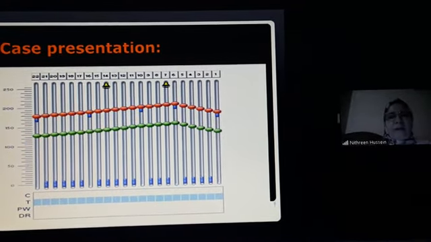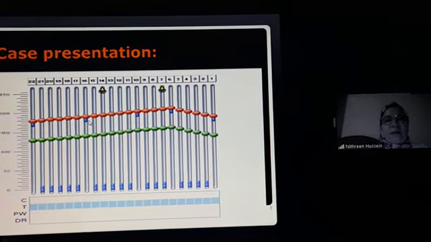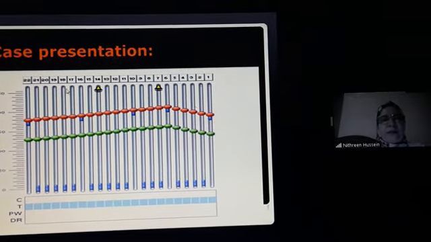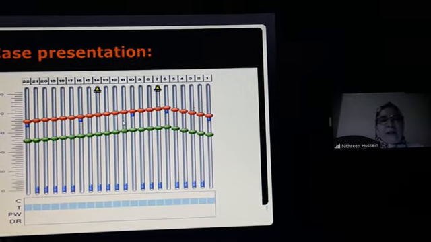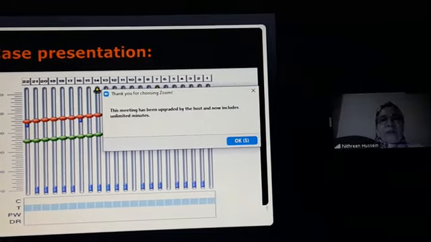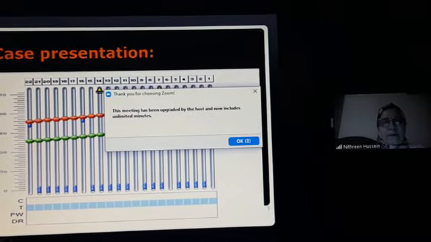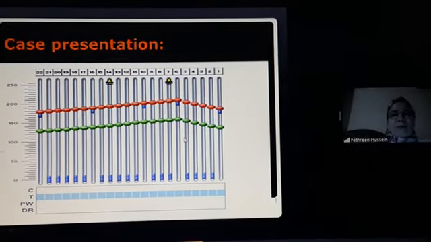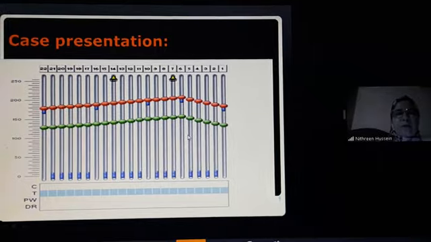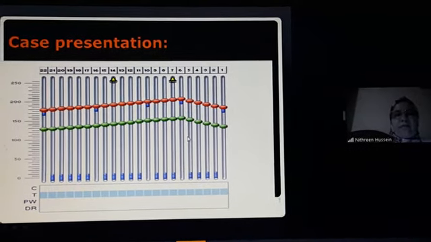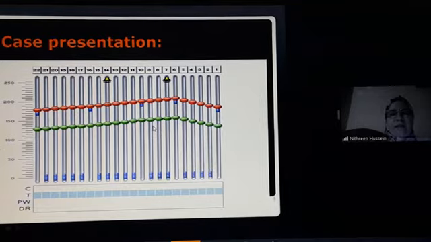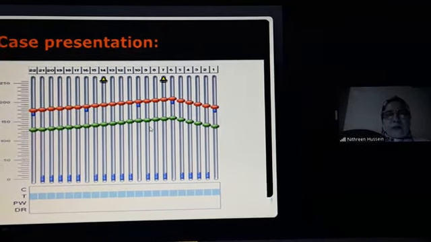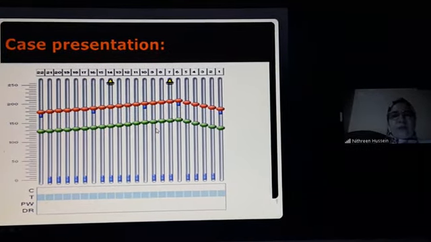I checked her map and I found that the map was done totally objectively. The person who did the programming depended on the NRT or the ECAP thresholds, and the programming was based only on the ECAP. And when I checked the ECAP response for the patient, I noticed that the patient gave responses at higher levels than what was set for her. Her T level was higher than what was set based on the objective tool, the ECAP.